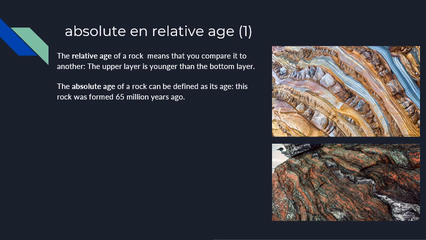But when you're talking about the absolute age of a rock, this only can be defined as its real age, like I was born on the 25th of June 1987. So that means I'm 36 years old. Well, here you have to look at that rock and do several kinds of tests to say, how old are you? Well, I'm 65 million years old.